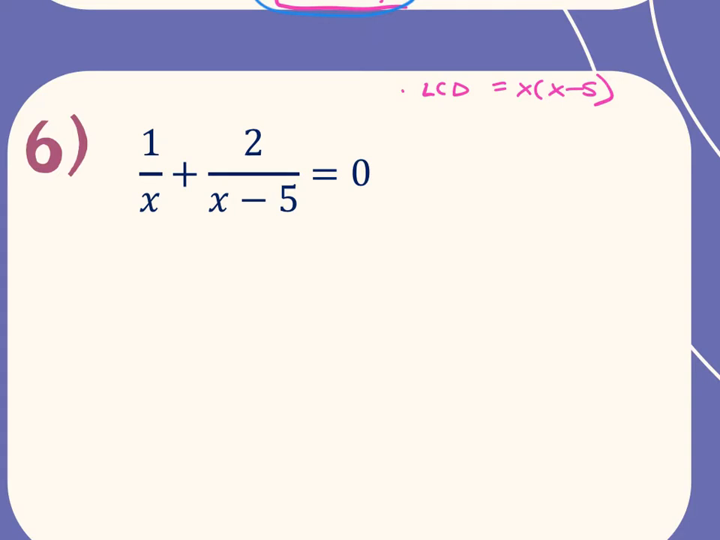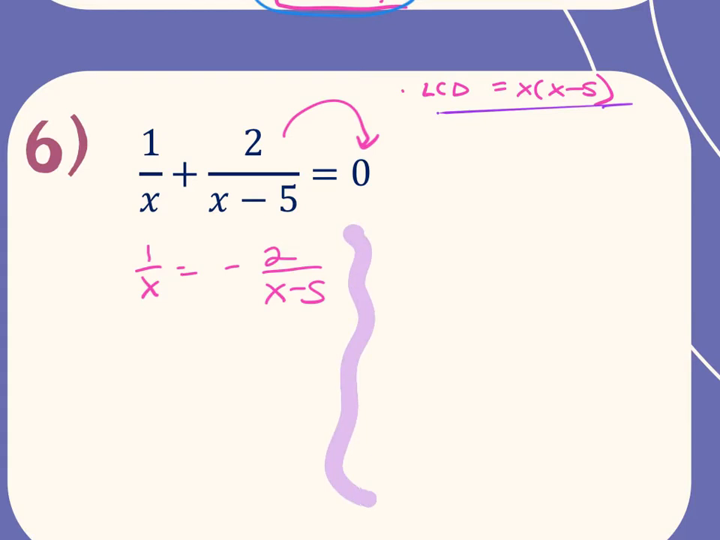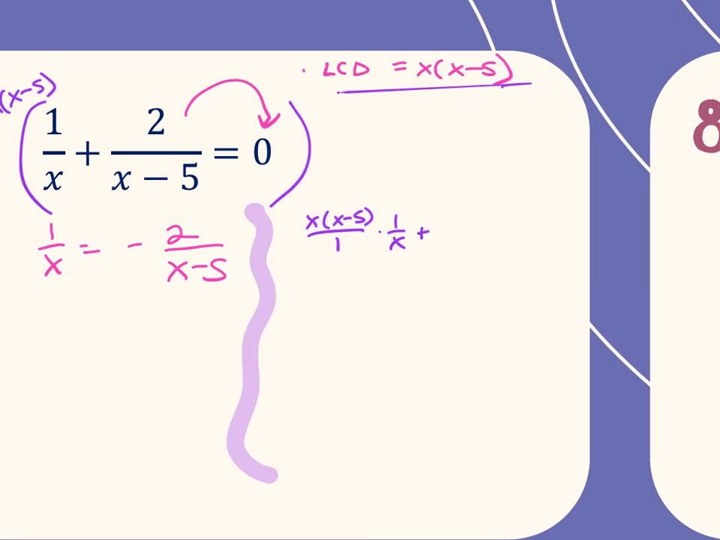I can also say, because this is equal to 0, move this to this side, and then cross multiply. So you have both choices. You do whatever works for you. So I'm going to work through that first method because we haven't done it yet with these denominators. But you could also cross multiply. So I'm going to take these and multiply it times x and x minus 5. So x times x minus 5 over 1 times 1 over x plus x times x minus 5 over 1 times 1 over x minus 5 equals 0 times x minus 5.